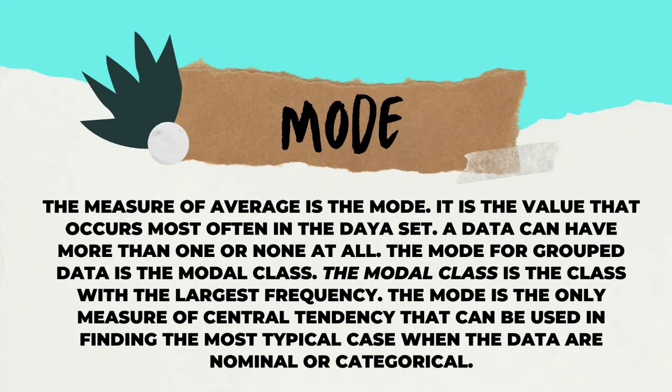So let's talk about mode. The mode is a measure of average. It is the value that occurs most often in the data set. A data set can have more than one mode or none at all. The mode for grouped data is the modal class, which is the class with the largest frequency. The mode is the only measure of central tendency that can be used in finding the most typical case when the data are nominal or categorical.